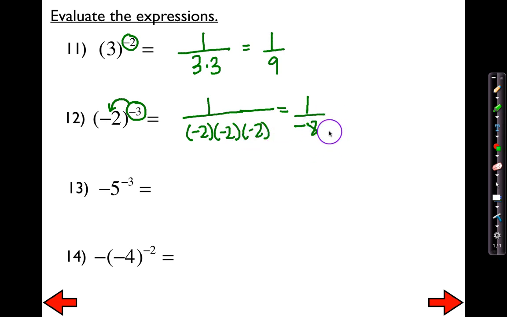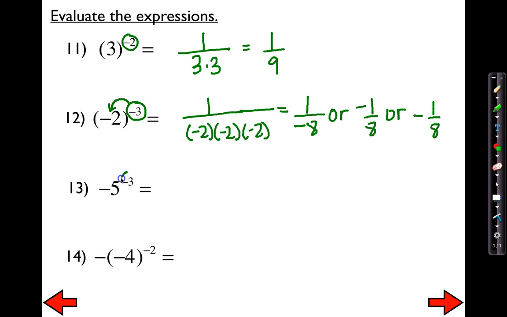Now some of you are going to ask, okay, what if you wrote it like this? Would that work? Yes. Or maybe you wrote it like this. Does this work as well? Absolutely. All of these are acceptable answers. Okay? Now moving on to number 13.